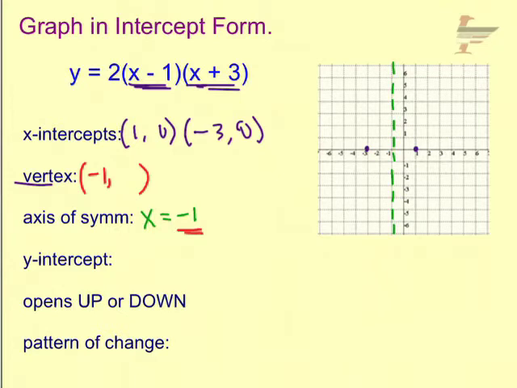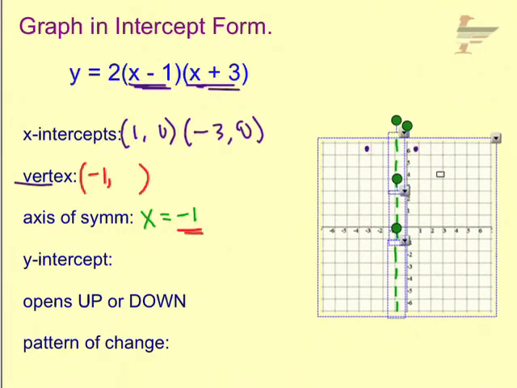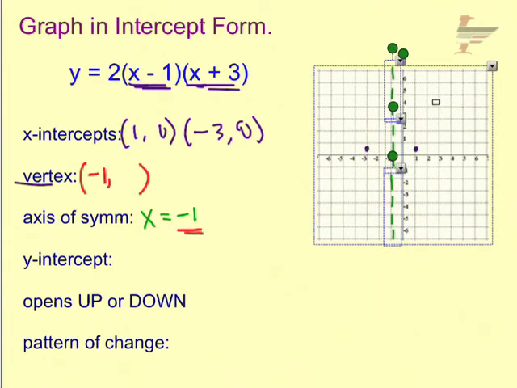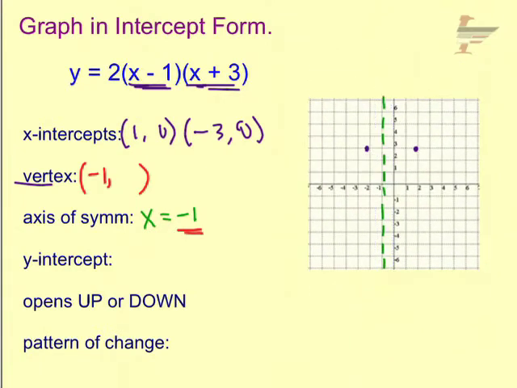Let me move all of this down. It didn't grab those, so we can redraw those in. We had a +1 and a -3.